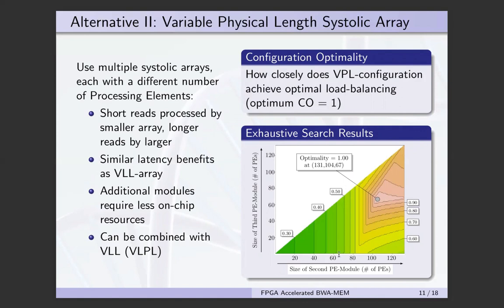As we see here, at specific regions or choices of the number of processing elements in the second and the third systolic array, we can reach rather high optimality for the implementation, reaching an optimality of 1 for a selection of systolic array sizes of 131, 104, and 67.